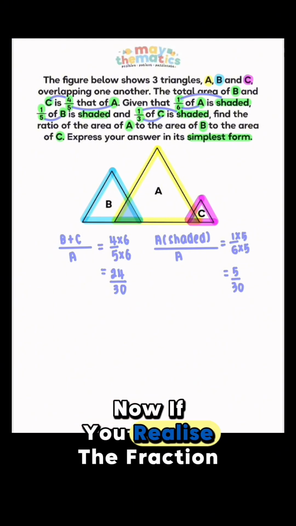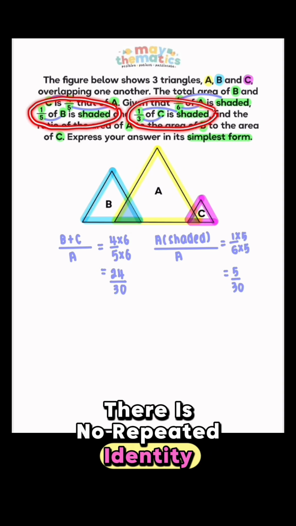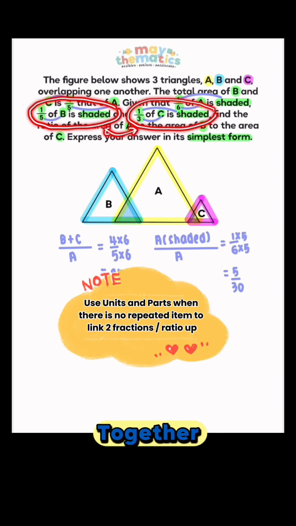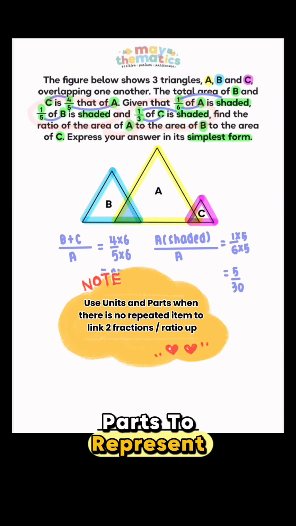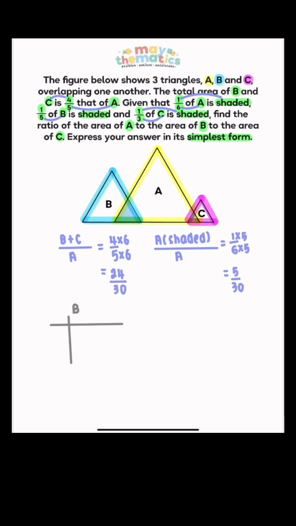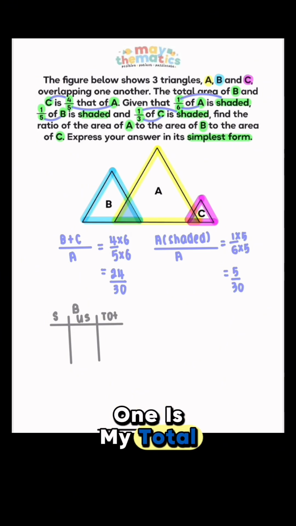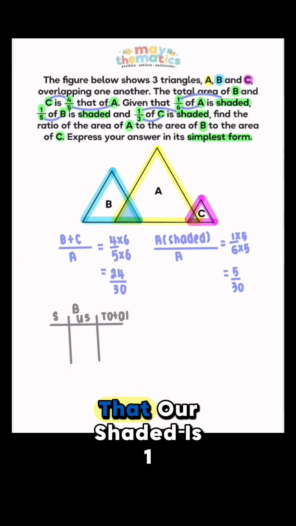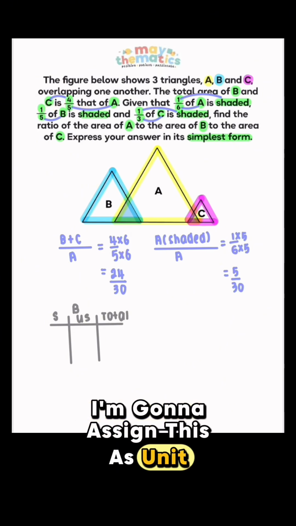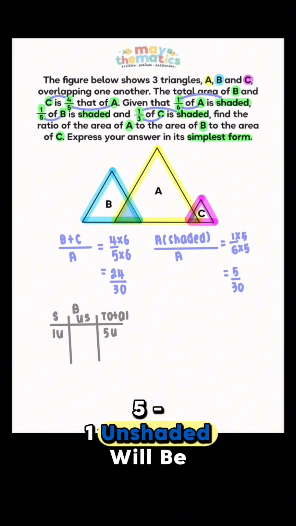Now, if you realize the fraction given here and the fraction given here, there's no repeated identity, so we can link these two up together. Hence, I'm going to use units and parts to represent these two fractions. For my triangle B, I will classify it under 3 parts: first part shaded, second part unshaded, and the last one is my total. From this question, we know that our shaded is 1. I'm going to assign this as unit. Our total is 5, so 5 units. 5 minus 1 unshaded will be 4 units.